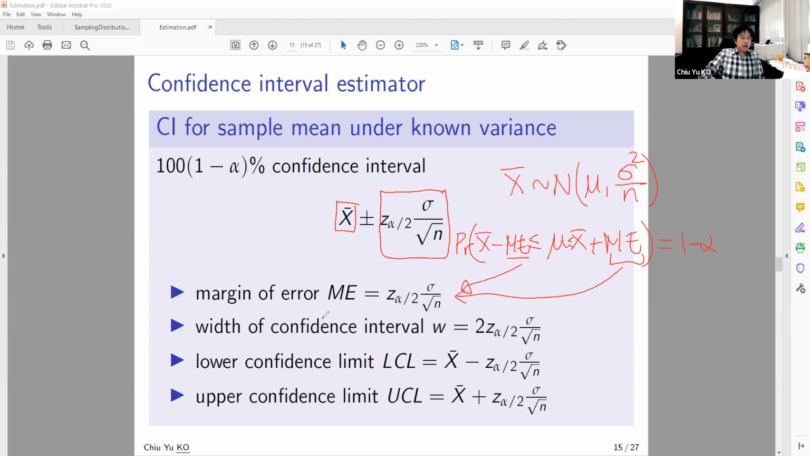And the width of the interval, which means the top minus the bottom, will be 2 times this guy, okay? And sometimes this is referred to as UCL, upper confidence limit, and this is called lower confidence limit. It's nothing, I'm just giving you a term. So there's nothing to understand. This is a term they give.